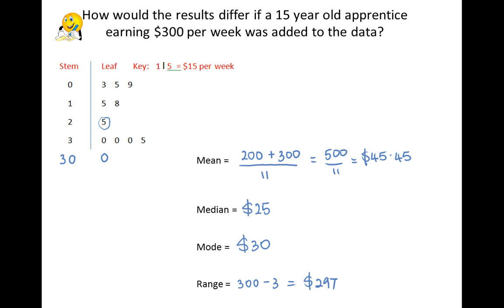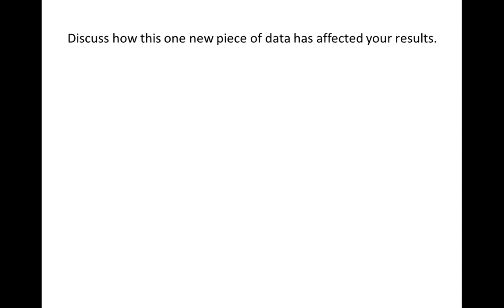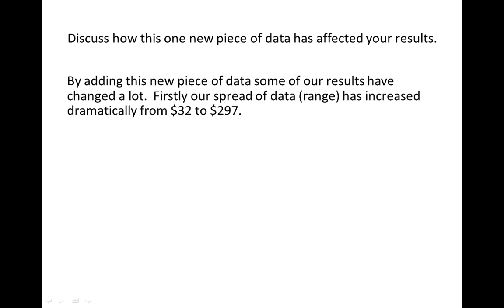So now we have two sets of results. We've got means, medians, modes and ranges to compare and to discuss. So if we've been asked to discuss how this one new piece of data has affected our results, we could be mentioning the following things. By adding this new piece of data, some of our results have changed a lot. Firstly, our spread of data, which we call the range, has increased dramatically from $32 to $297. So there is a huge spread in our data.